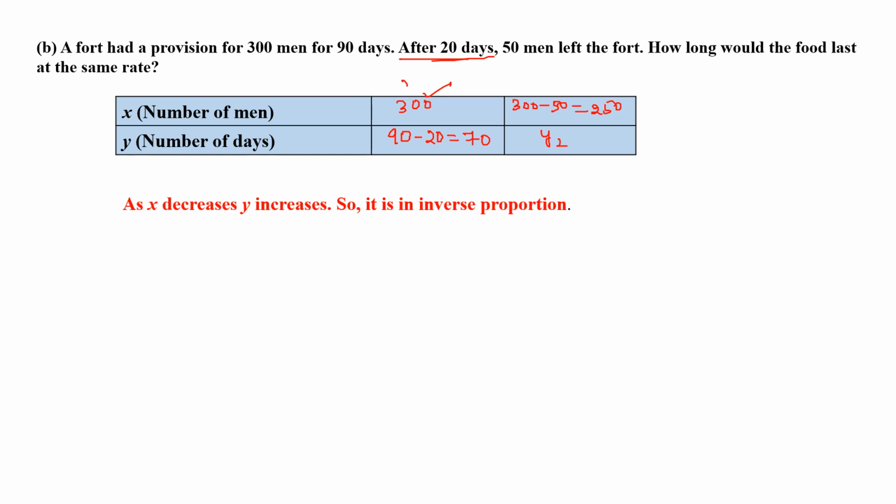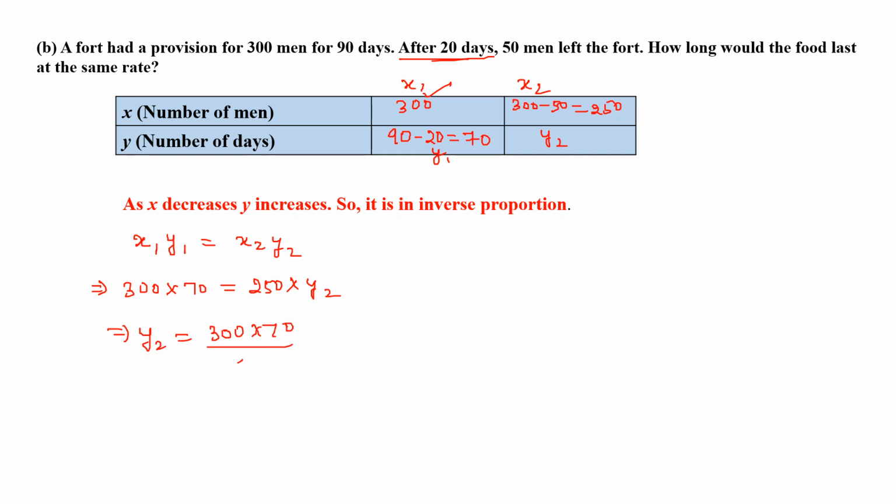And I am assuming this is my x1, x2, this is y1 and this is y2. And when it is inverse proportion, what happens? The product of x and y is constant. So x1 y1 will be equal to x2 y2. So from here, if you solve it, 300 into 70 is equal to 250 into y2. And to find the value of y2, transpose 250 to the other side. So it will become 300 into 70 divided by 250.